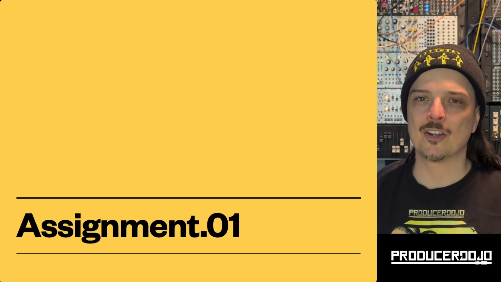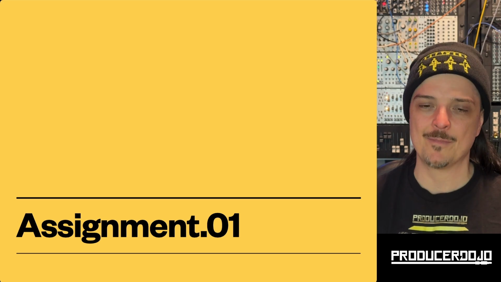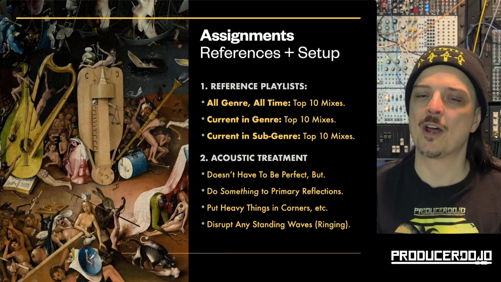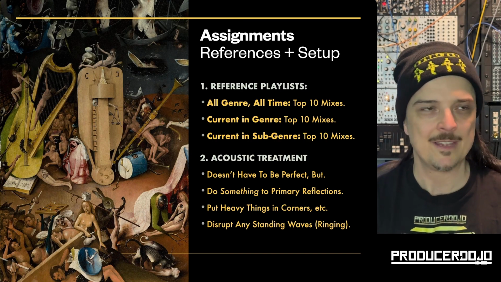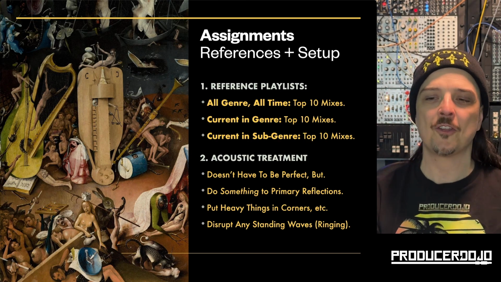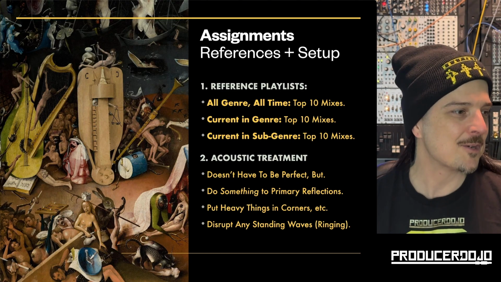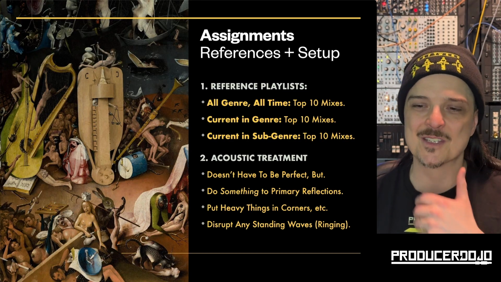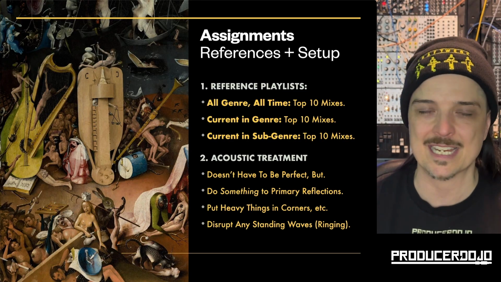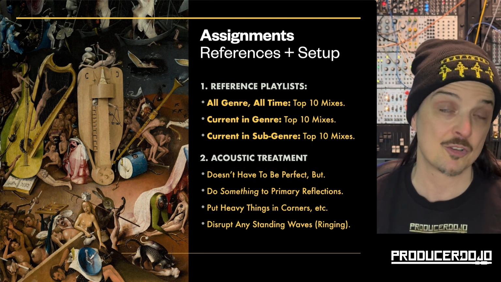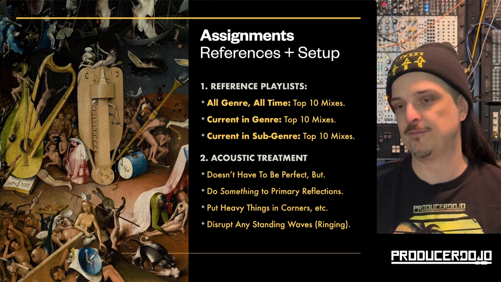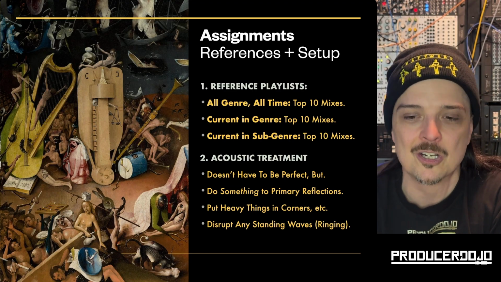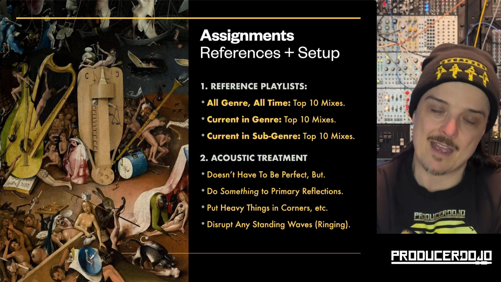Okay. So now your main assignment this week, assignment number 1, is twofold. First, assemble your reference playlists. You want to have all genre, all time, top 10 tracks that you know everywhere. What's your Good Old Hockey Game by Stompin' Tom Connors? What's your Exodus by Bob Marley? What's your In the Air Tonight by Phil Collins? These are all songs that mixing engineers love and love to reference, okay? And you can look up what some of those are. You may find that you are already familiar with a lot of the same songs that the world's greatest mastering engineers are using in their all genre, all time playlist.